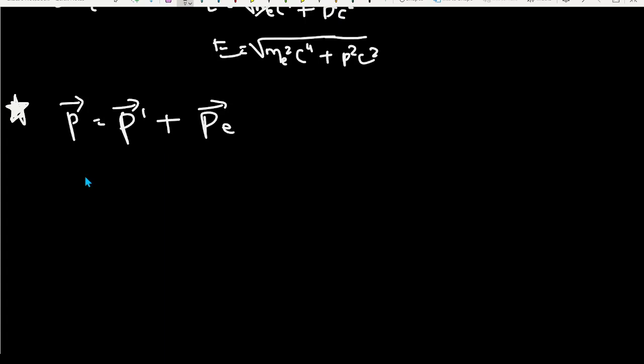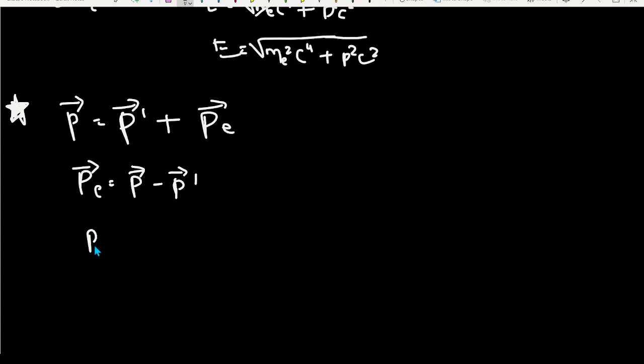So how can I write the momentum of the electron in vector form? The momentum of the electron in vector form is equal to the momentum of the photon before collision minus the momentum of the photon after collision. That's pretty simple. Now what we have to do is find the magnitude of this particular quantity, which is the momentum of the electron.